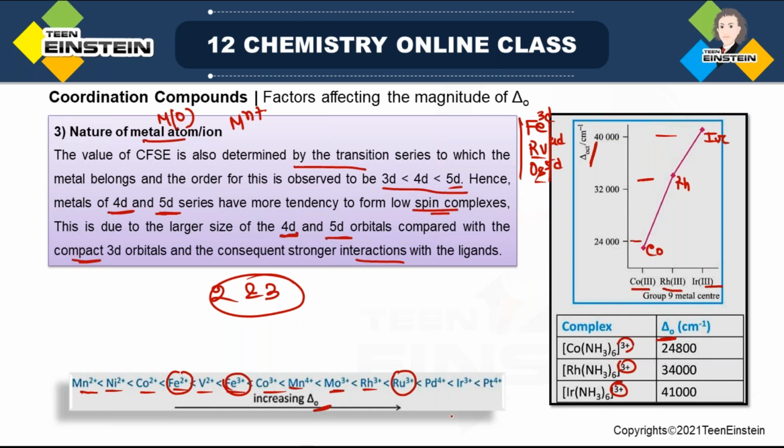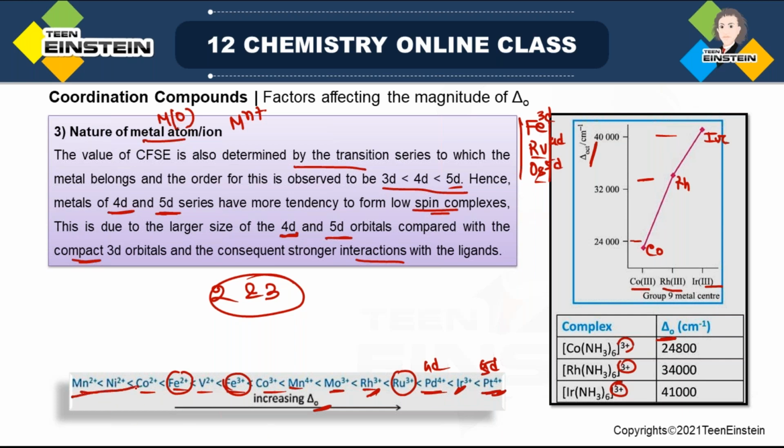Fine. Similarly, palladium and platinum, they are from the same group. Nickel, then palladium, then platinum. Now look at these two. Pt is from 5d, Pd is from 4d. So as it is from the third transition series, it has a higher value of delta o compared to Pd4+. Okay. Then we have rhodium 3+, iridium 3+. So obviously iridium is just below Rh, that is rhodium, it will have a higher value.